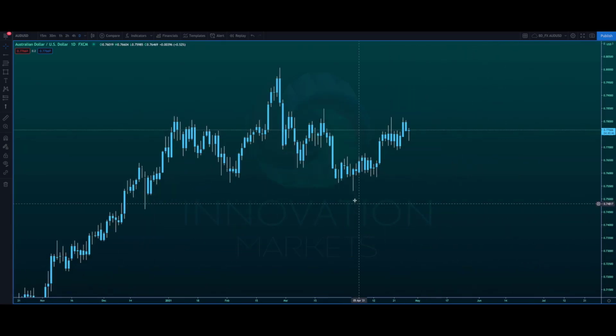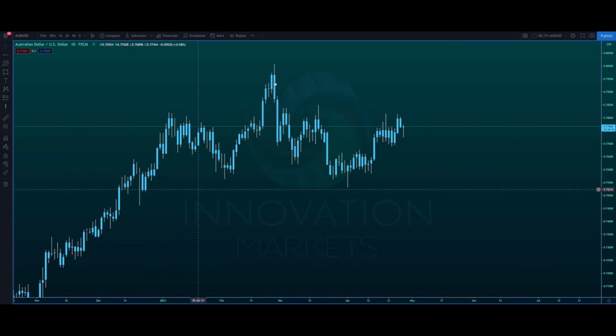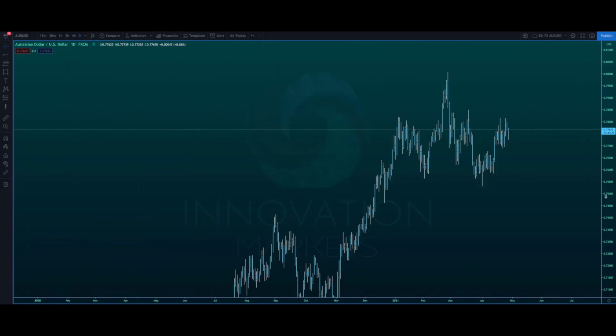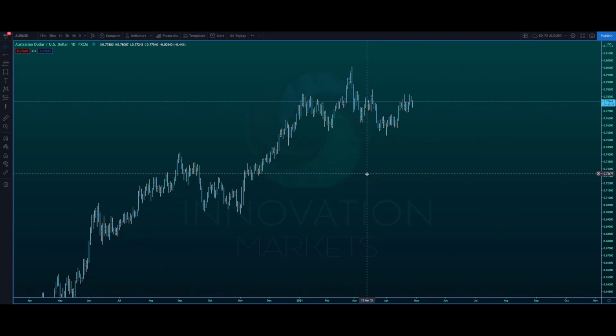So here is a great example of how to identify a head and shoulders formation, but it's quite easy because this is on a daily time frame. So let's just zoom out. If you were looking at this chart, you could probably quite easily spot this. It's quite an obvious one.